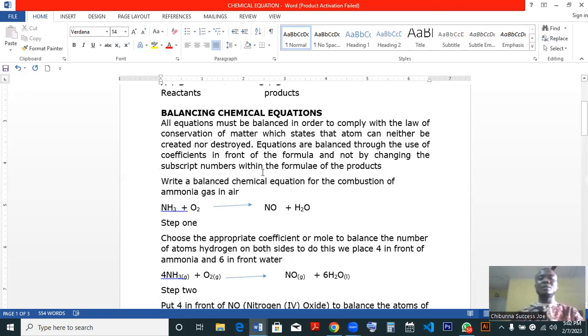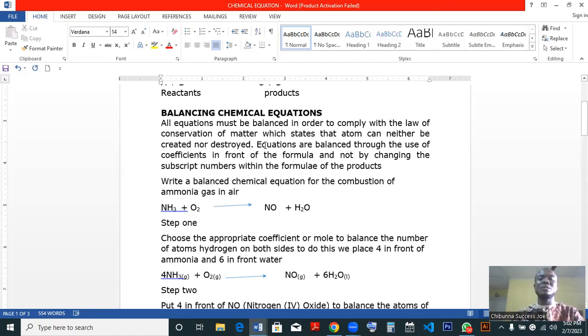Atoms can neither be created nor destroyed. So what this simply means is that in an equation, whatever you have on the left-hand side must always correspond with whatever you have on the right-hand side. Equations are balanced through the use of coefficients in front of the formula and not by changing the subscript numbers within the formula of the products.